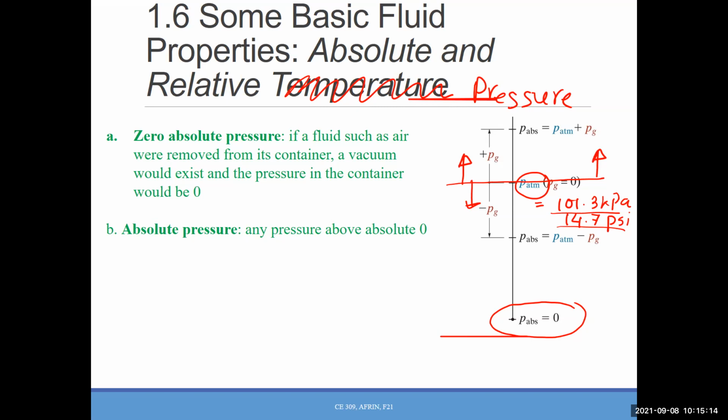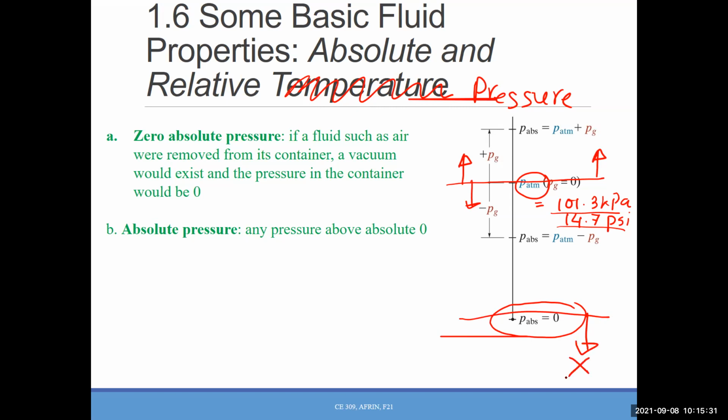But gauge pressure, what about that? Gauge pressure can be negative? Yes. So gauge pressure can be negative, and that time we usually call that vapor pressure. But absolute pressure can't be negative because that is the absolute zero. There is nothing below that.